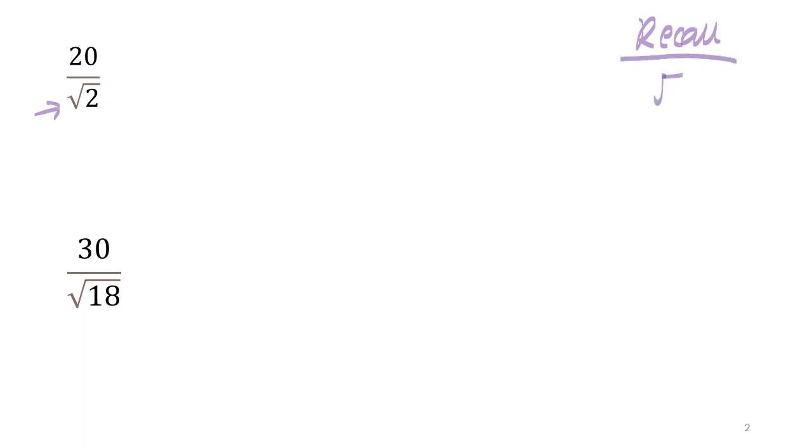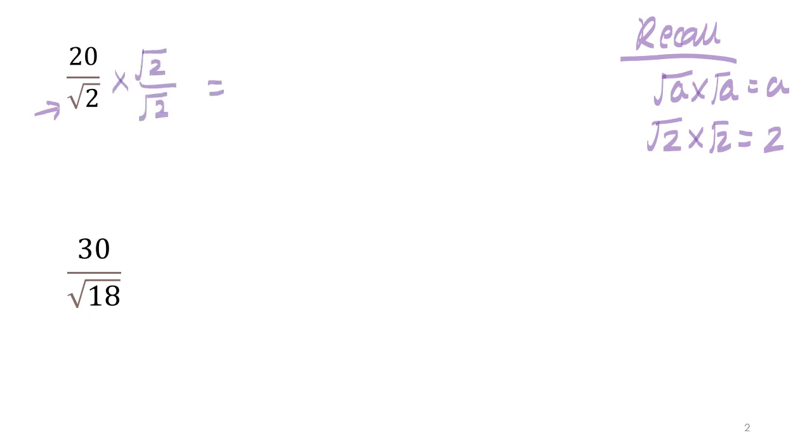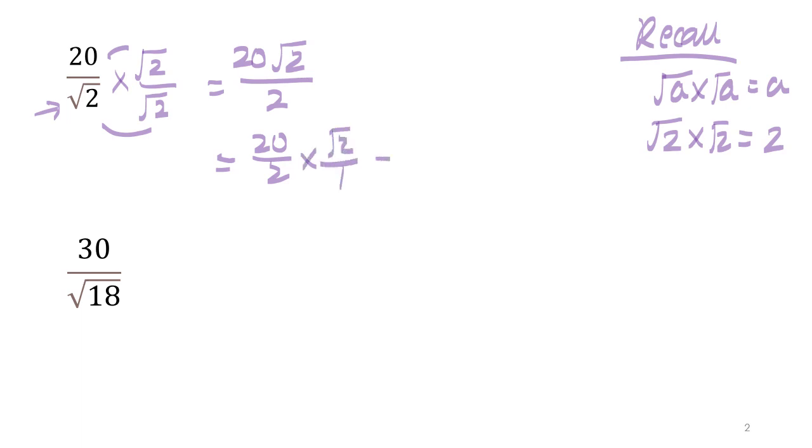we have learned earlier on that square root a times square root a will give you a. So for example, if you have square root 2 times square root 2, that will give you 2. So what we're going to do is multiply this with square root 2 over square root 2. So you would have 20 times square root 2, that gives you 20 square root 2, and your denominator square root 2 times square root 2 will give you 2. From there we can further simplify it as 20 over 2 times square root 2 over 1. So 20 divided by 2 is 10. Square root 2 divided by 1 is square root 2. So that gives us 10 square root 2.